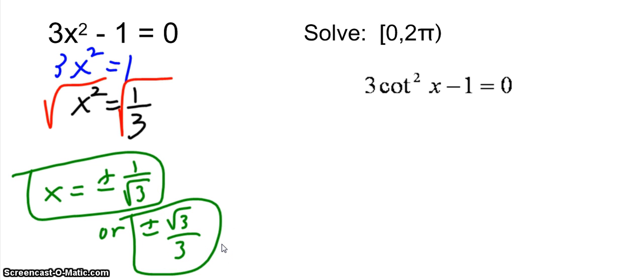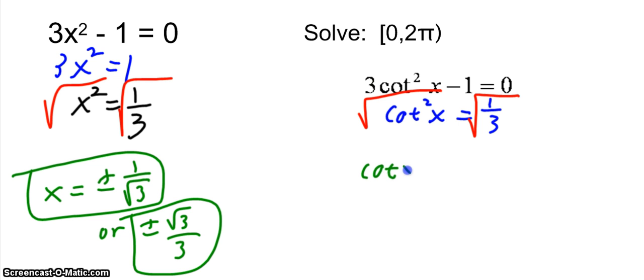Okay, so what are we going to do here? Add the 1, divide by 3. I'm just going to do that all in one step. So cotangent squared of x equals 1/3. Take the square root of both sides. And I'm going to end up with cotangent of x equals plus or minus root 3 over 3. Now, that's not my answer.